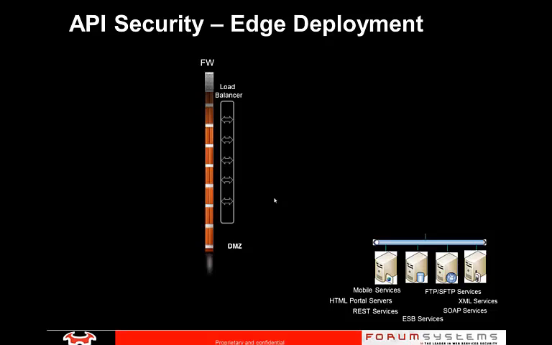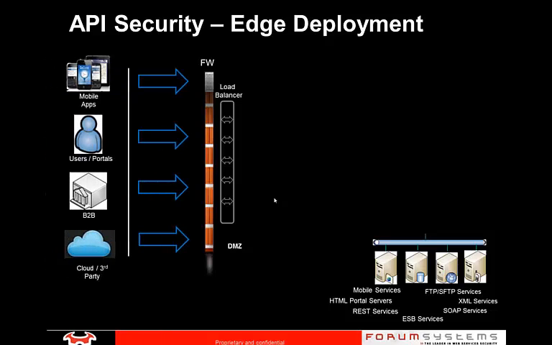And edge deployments are effectively out at the tier, again, of that boundary, that frontline boundary, protecting and enabling the communication to the infrastructure services that comprise modern day communication flows: mobile, portals, REST services, SOAP, XML, FTP, SFTP, ESB services are all part of that paradigm, where the client technologies and the communication points that are consuming those services are things like mobile apps and users and portals and B2B infrastructure, cloud, third party, are all different calling clients that are consuming those services.